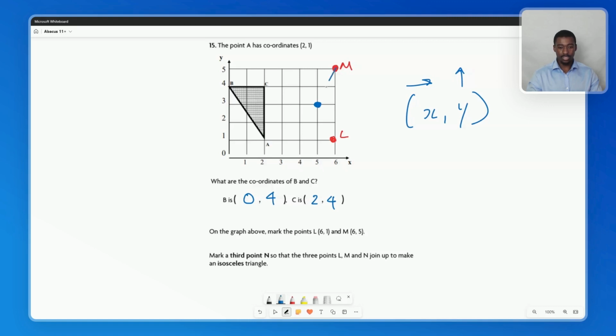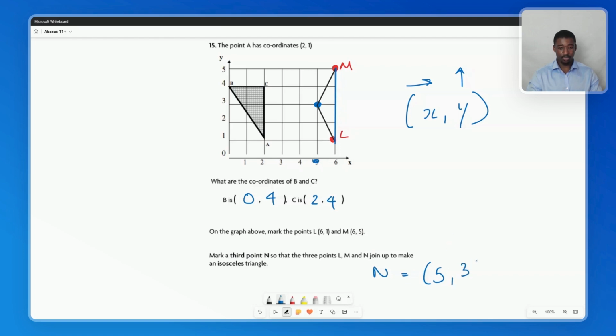We know that this length, and I'll put it in black, we know that this length should be equal to this length because we went halfway between M and L. And if we join it up, here is our isosceles triangle, where the 2 black lines are equal, and this line is different. So for this, our answer for N could be 5 to the right, and then 3 up.